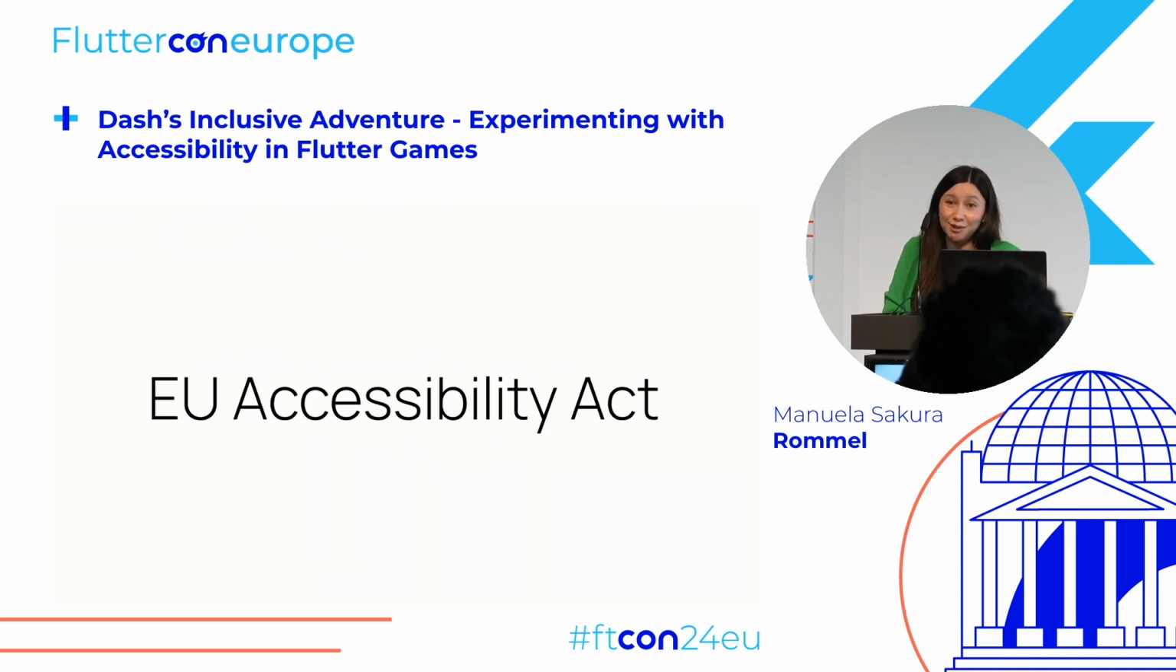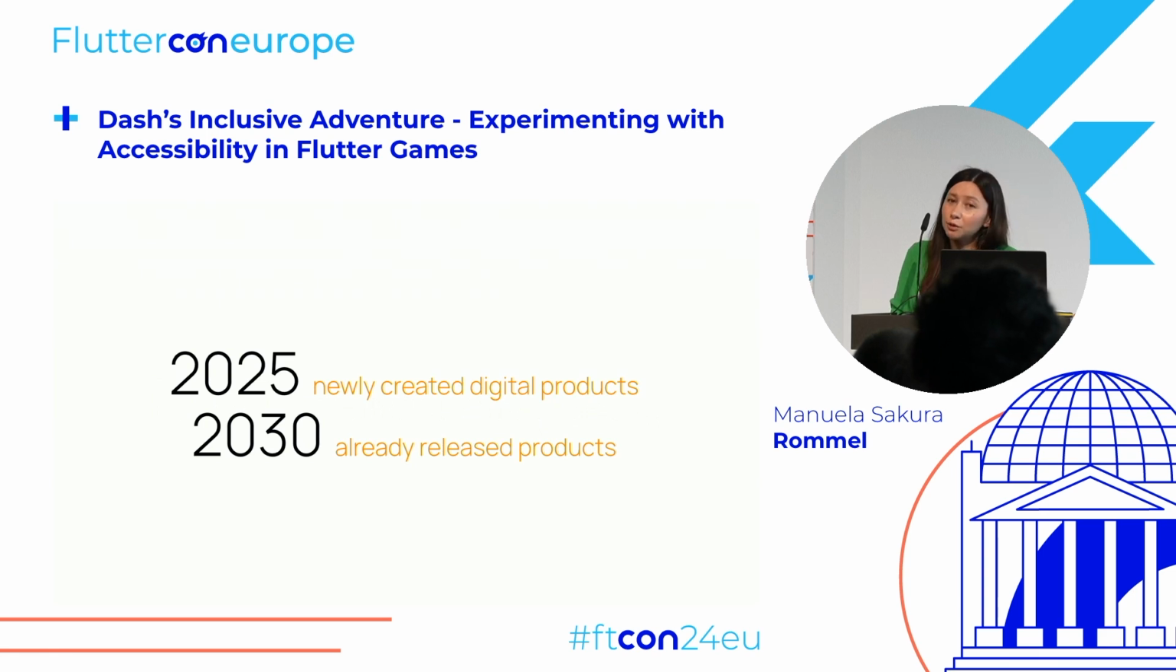And also we have a law. In 2025, all newly created digital products need to be accessible. So there's no way around it. People that use your app and can't use it can sue you. So you have to adjust it. If your app is already released, you have until 2023. But I wouldn't wait too long, because accessibility as an afterthought is always expensive.